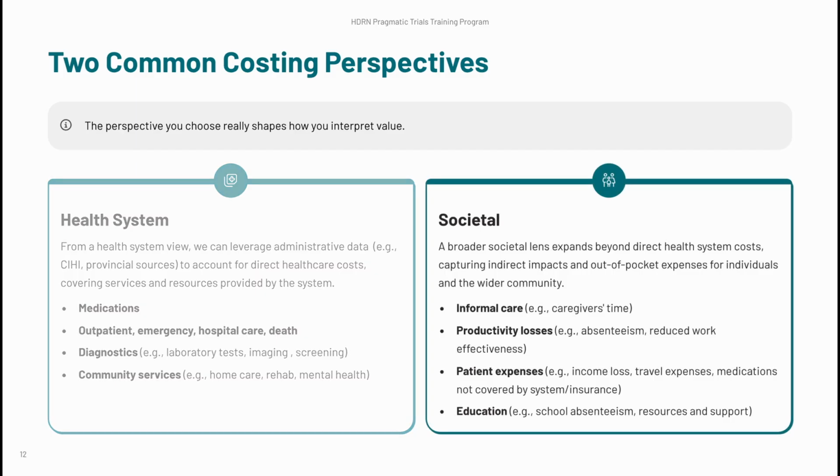A societal perspective takes a broader view. It still includes all those direct health system costs, but it also brings in indirect and out-of-pocket costs that matter for patients and families. Things like informal caregiver time, productivity losses from missed work or reduced performance, and patient expenses such as travel, parking, or medications not covered by insurance. It can even capture educational impacts, like school absenteeism or the need for extra support.